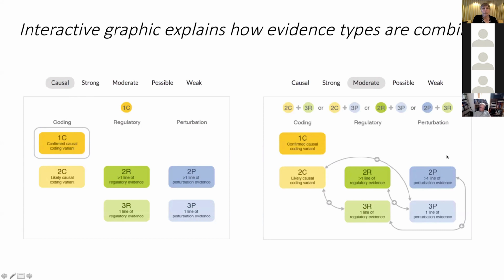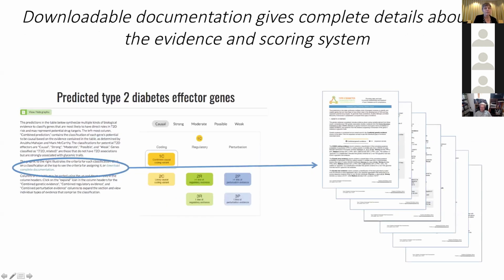On the right, we're looking at moderate genes, and in this case, the combined evidence is much more complicated. There are 4 ways you could classify a gene as moderate. Basically, they combine weaker evidence in the second and third tiers, but it must be from at least 2 different categories between coding, regulatory, and perturbation. So you can explore all of the classifications like this. And as I said, there is complete documentation. Here's the top of the page with some explanatory text and that interactive graphic, and then there's a link to download really extensive documentation.